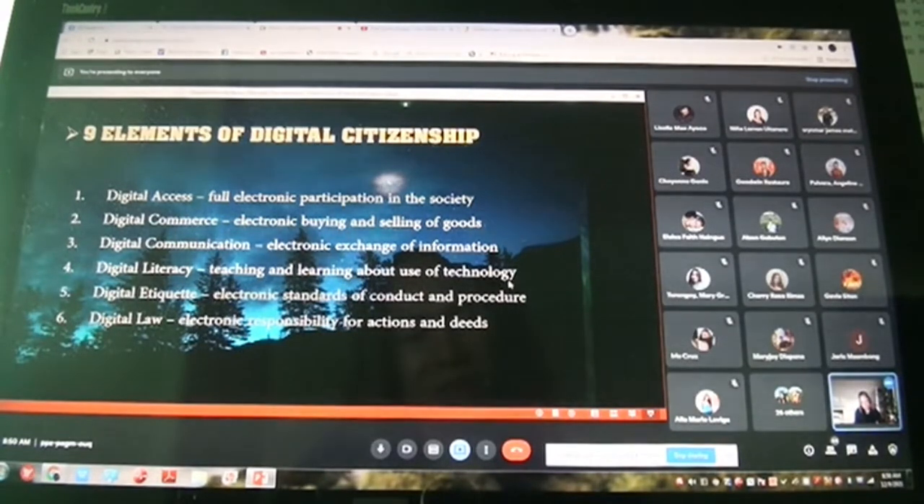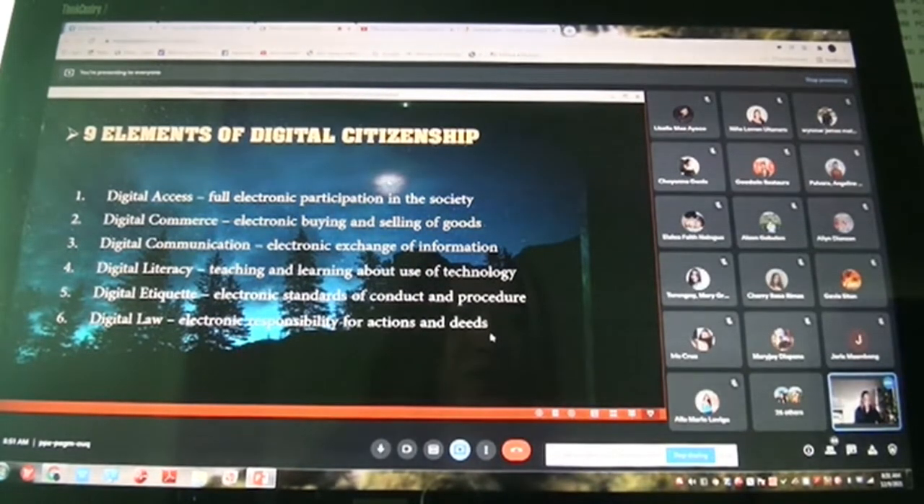Okay, about the use of technology. So we also have fluency: solution fluency, information fluency, creativity fluency, collaboration fluency, and even media fluency. Then the next one is digital etiquette, very important, the electronic standards of conduct and procedure. Another one is digital law, electronic responsibility for actions and deeds. We have many cases of hacking, plagiarism, fraud, and identity theft. That is digital law.